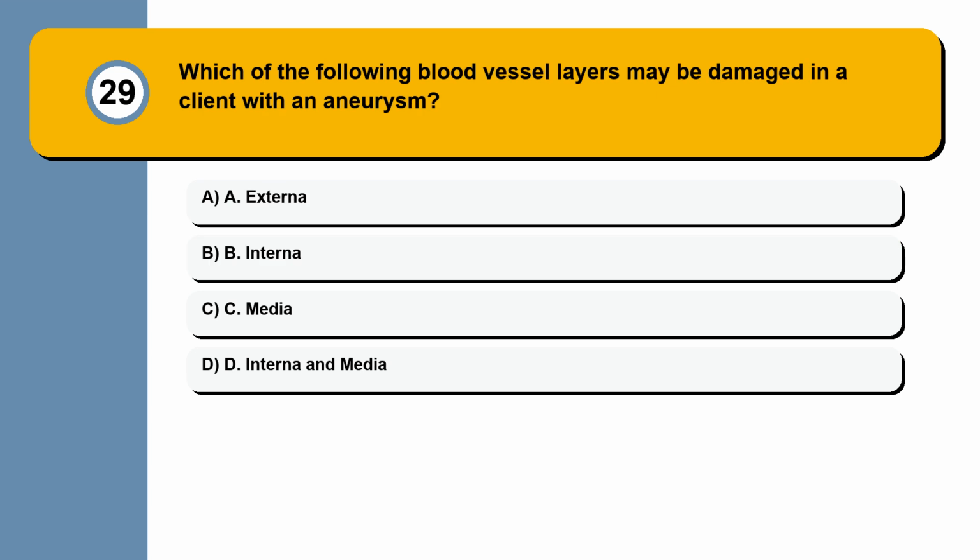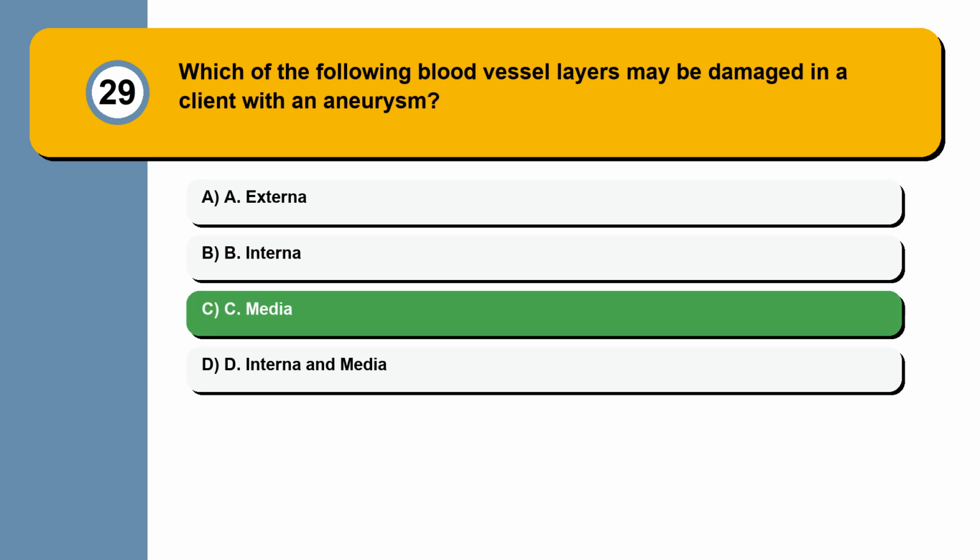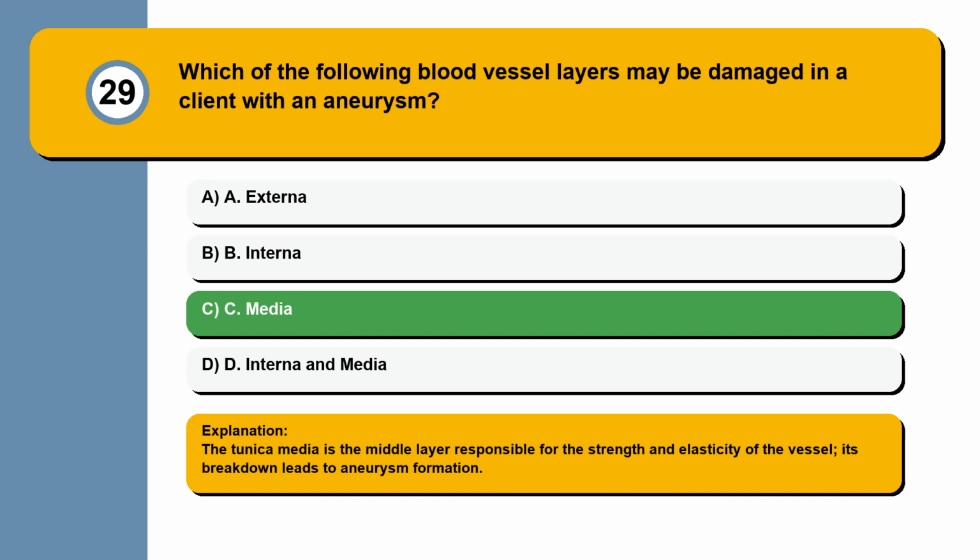Question 29. Which of the following blood vessel layers may be damaged in a client with an aneurysm? A. Externa. B. Interna. C. Media. D. Interna and media. The tunica media is the middle layer responsible for the strength and elasticity of the vessel. Its breakdown leads to aneurysm formation.